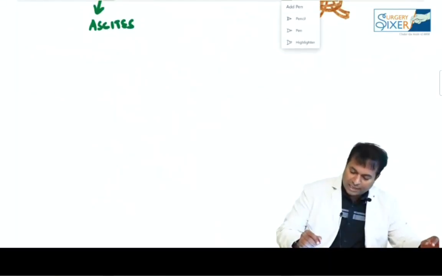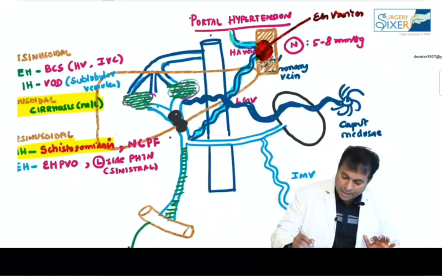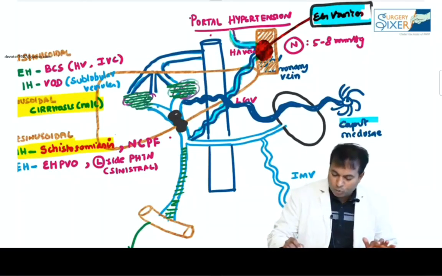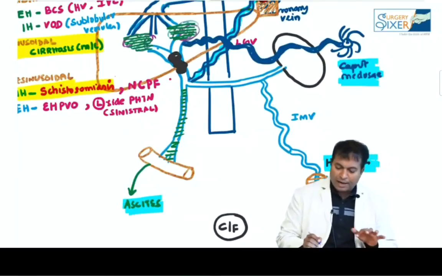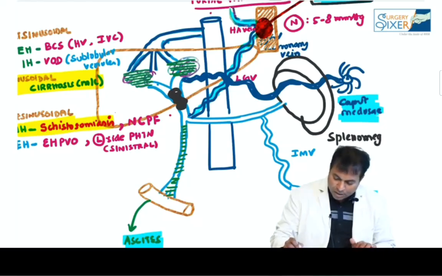So please don't forget what the clinical features of portal hypertension are. From this one picture you can tell all the clinical features. Yes, tell me. Esophagogastric varices, number 1. Hemorrhoids, number 2. Caput medusae, number 3. Ascites, number 4. And because of back pressure on the spleen, splenomegaly, number 5, is also seen.